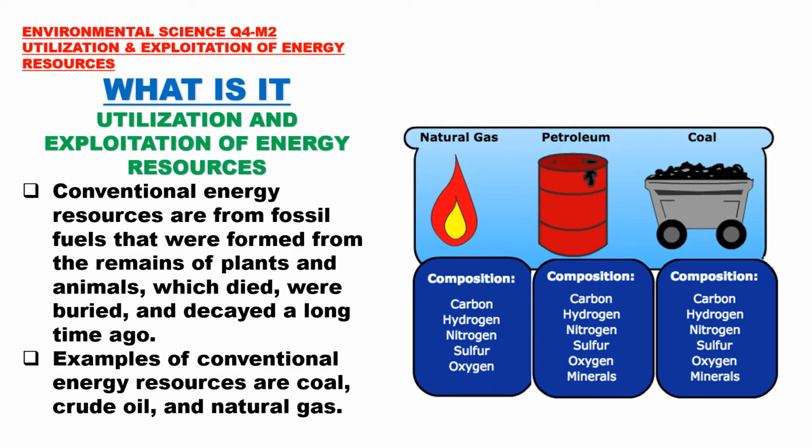Conventional energy resources are from fossil fuels that were formed from the remains of plants and animals which died, were buried, and decayed a long time ago. Examples of conventional energy resources are coal, crude oil, and natural gas.